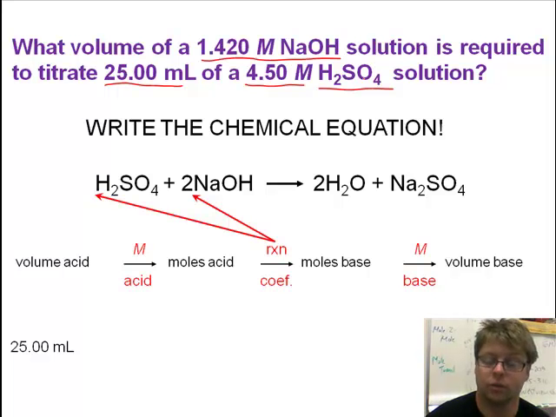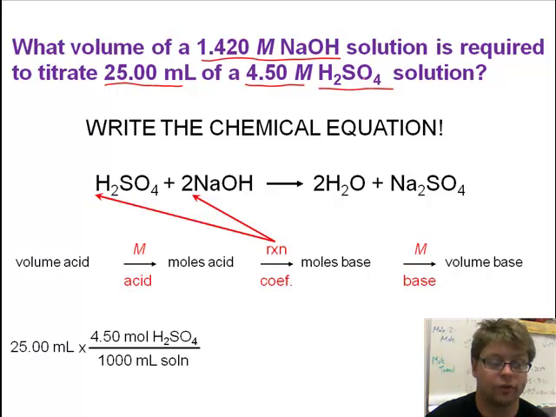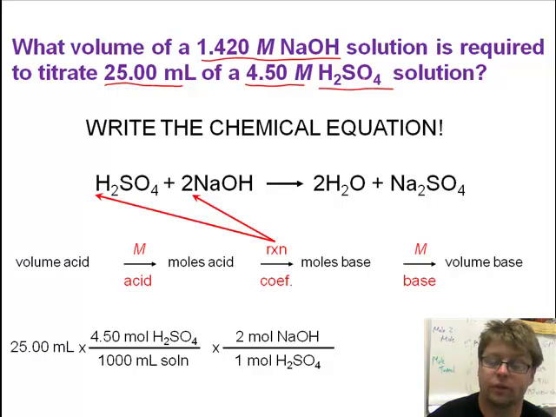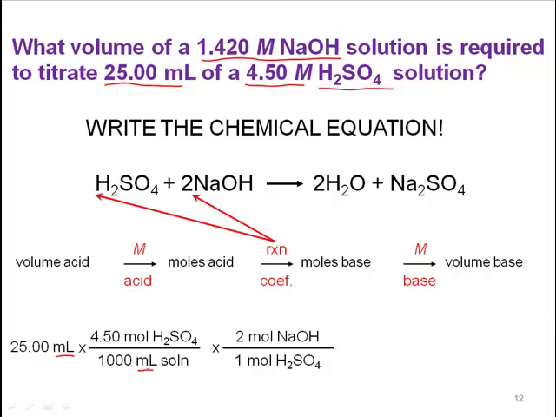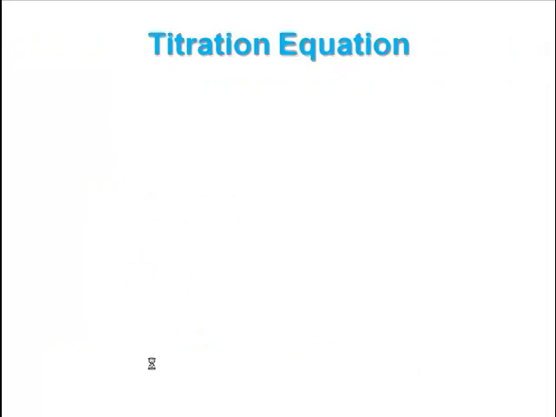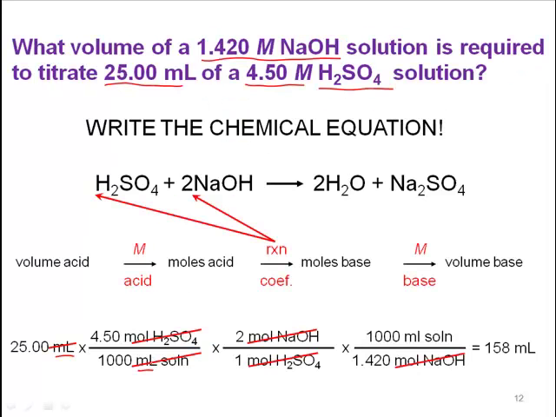You've got three conversions. The first conversion is converting between milliliters and moles using the molarity. The second one is the reaction coefficient. Now you could have also written this in liters, but the reason we chose milliliters is because we had milliliters there. Then you use the molarity of the base to find the volume of the base. Again, the volume will be in milliliters in this case. So 158 milliliters. Cross out, cancel, cancel, cancel, cancel, cancel. Okay, so this is how you could set it up.